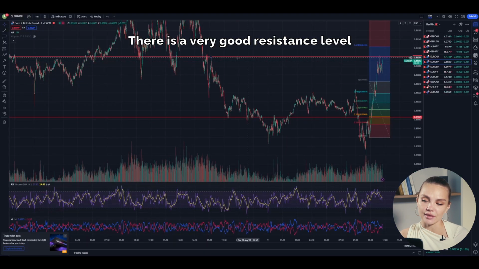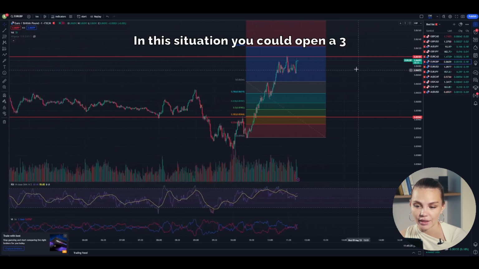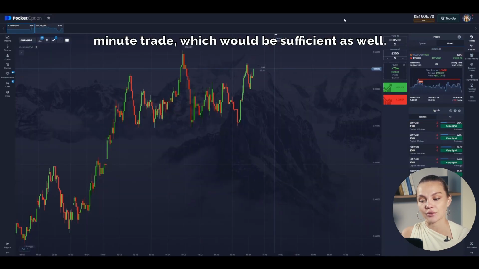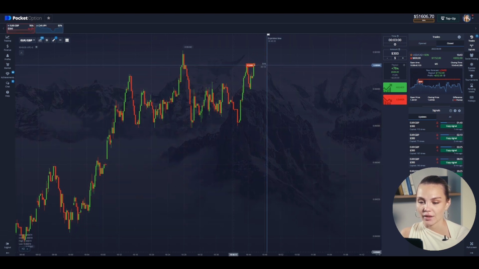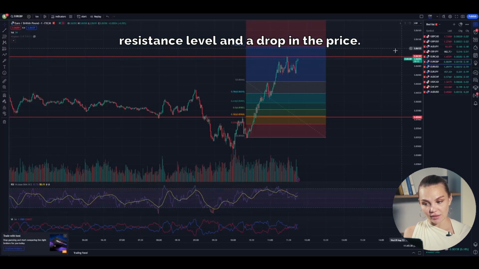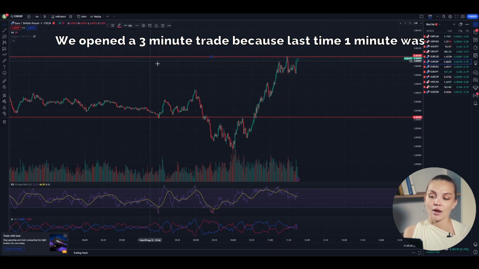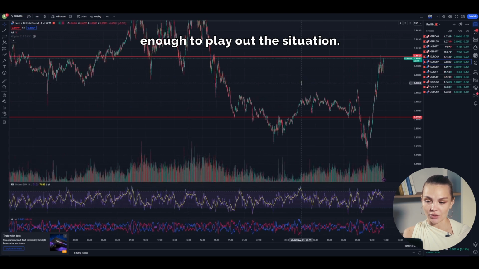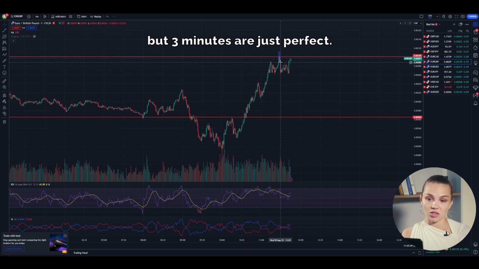There is a very good resistance level here that the price is bouncing off. In this situation, you could open a 3-minute trade, which would be sufficient as well. Alright, we've opened a downside trade. So, we now expect a bounce from this resistance level and a drop in the price. We opened a 3-minute trade because last time 1 minute was enough to play out the situation. 5 minutes might be too much, but 3 minutes are just perfect. Let's wait for the results now.